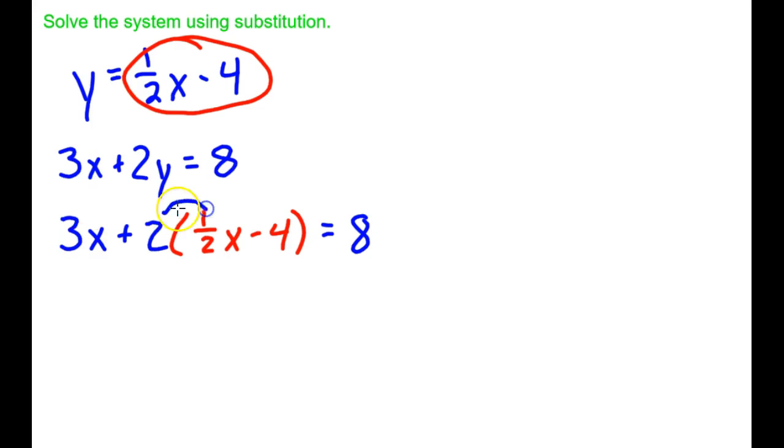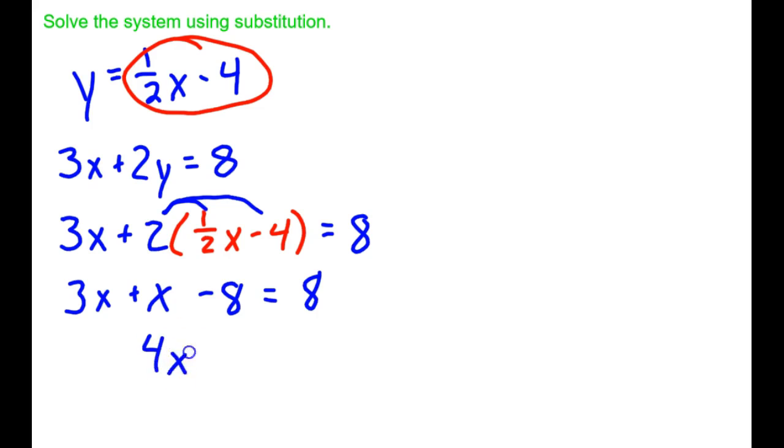So we go through and simplify using basic algebra. 3x plus 2 times 1/2 x is just going to be 1x. 2 times -4 is -8, equal to 8. So now 3x plus x would give me 4x. If I add 8 to the other side, I get 16. Now divide by 4, we get x equals 4.